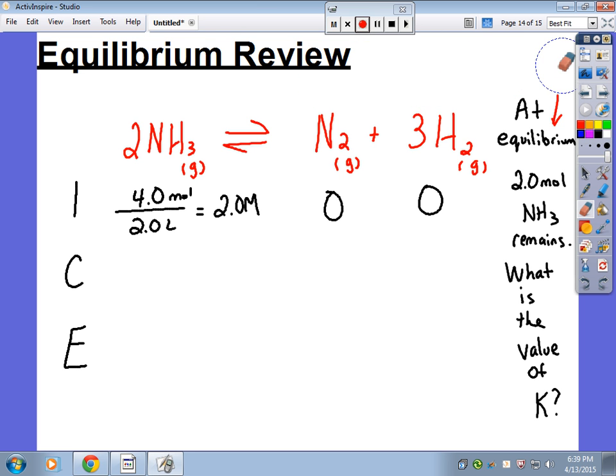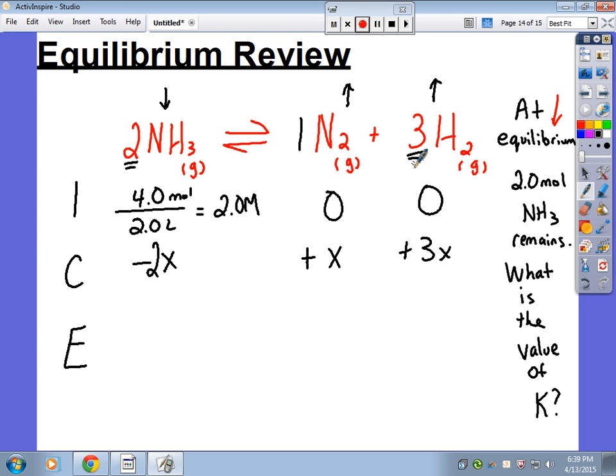Now, what's going to happen as equilibrium occurs? This is going to go down by x. How many? 2x, because there's a 2 here. This is going to go up by x. And by the way, why is this going down? Because it's reacting. Why are these both going up? Because they're forming. This is going to go up by x because there's a 1 out here. And this is going to go up by 3x because there's a 3 out here. That's my initial. This is my change.